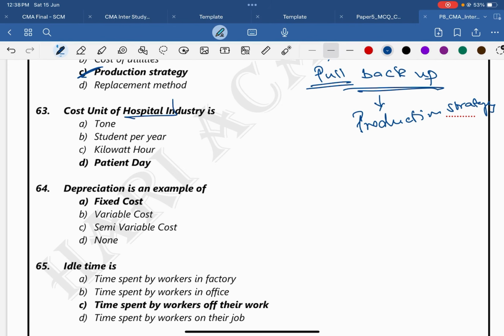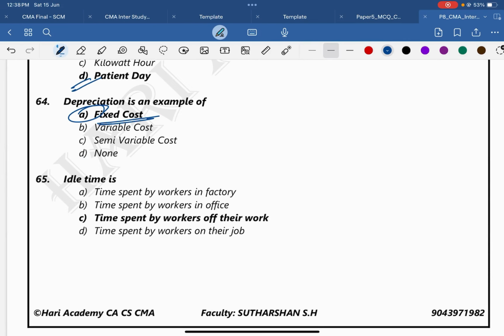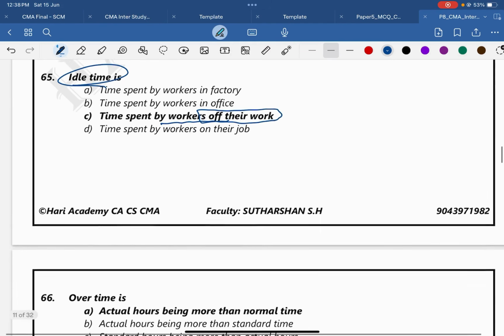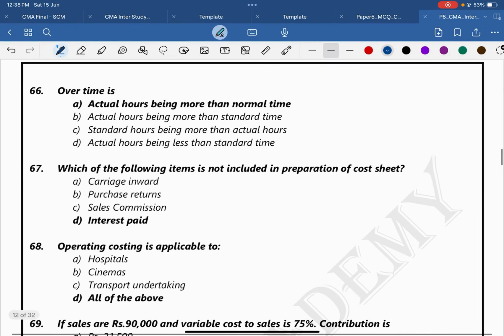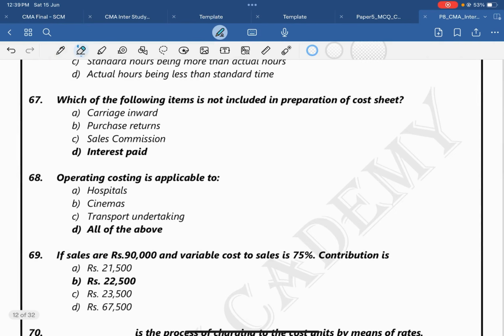63. Cost unit of a hospital is patient per day. Depreciation is an example of fixed cost, that is period cost. Idle time is time spent by workers off their work. Off time of their work is known as idle time. Overtime is nothing but actual hours being more than normal time. That's the key point. It is not standard time, it is normal time. Kindly ensure. It may be helpful for sum solving also.